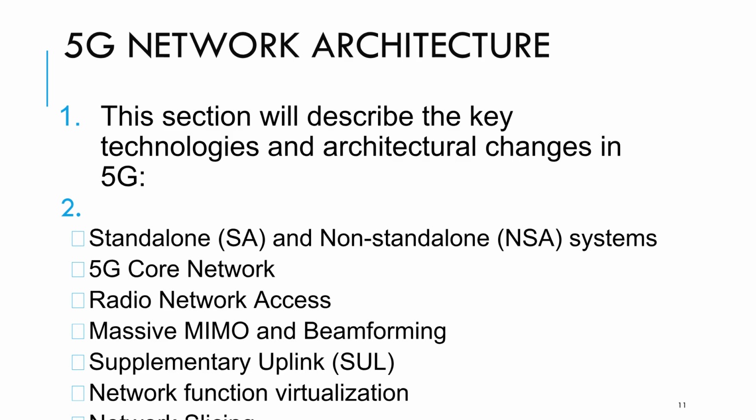5G network architecture. This section will describe the key technologies and architectural changes in 5G. Standalone (SA) and non-standalone (NSA) systems. 5G core network, radio network access, massive MIMO and beamforming. Supplementary uplink (SUL), network function virtualization, network slicing.